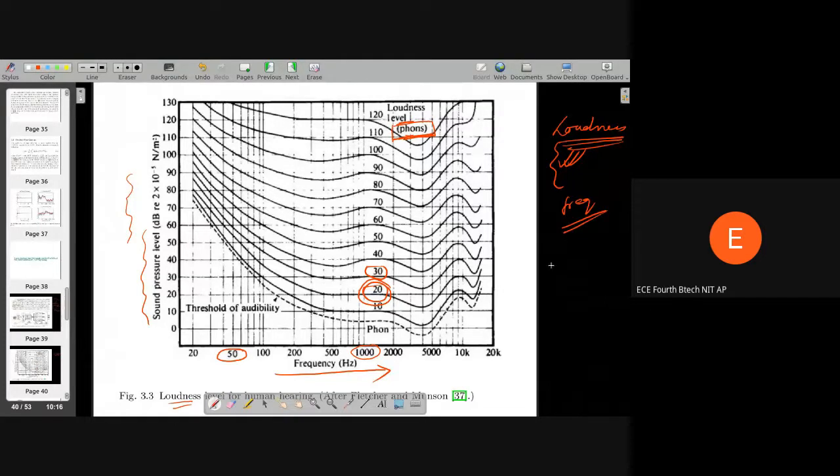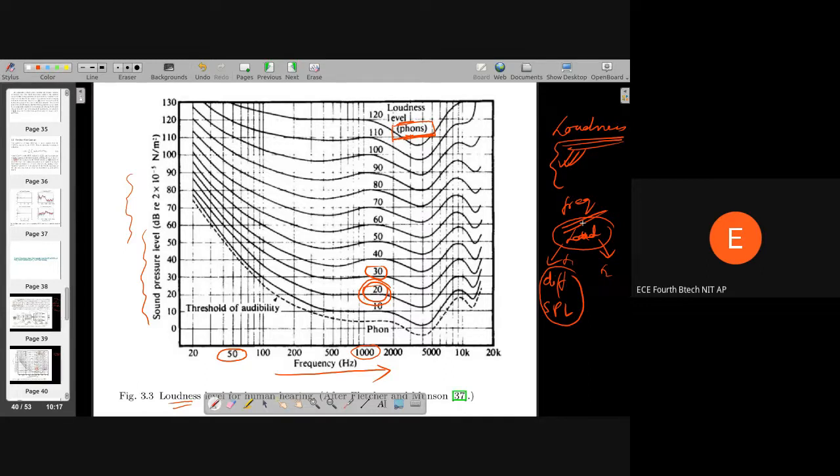For different frequencies, you could have the same loudness but with different sound pressure levels. It would be equally loud at different sound pressure levels and different frequencies. Okay, F1, F2, two different frequencies. You need different sound pressure levels, but they will be perceived as equally loud.